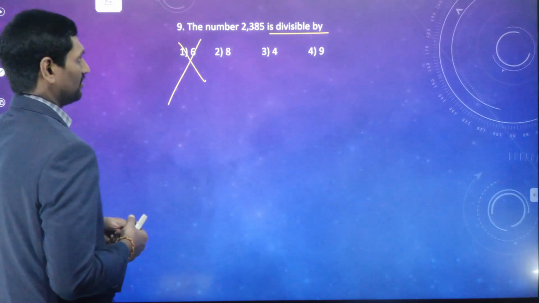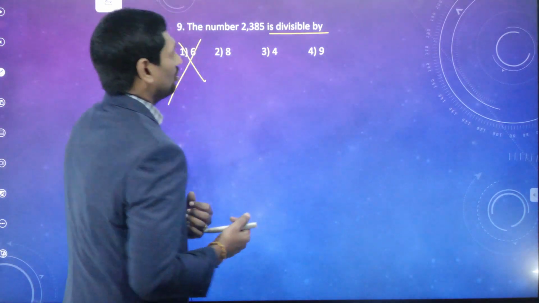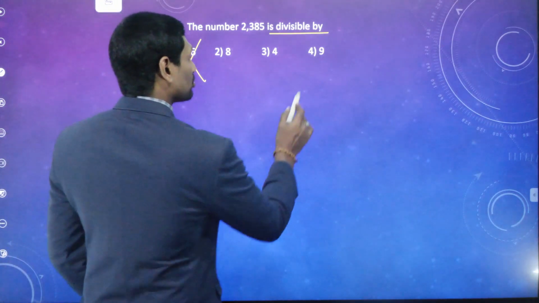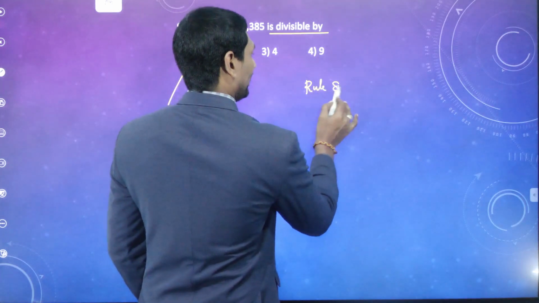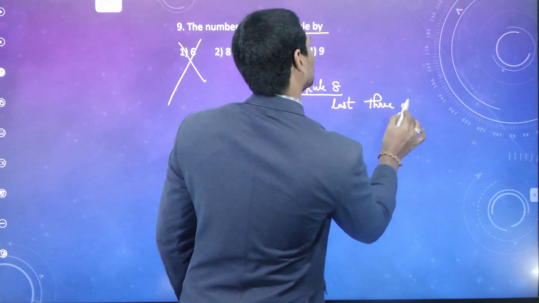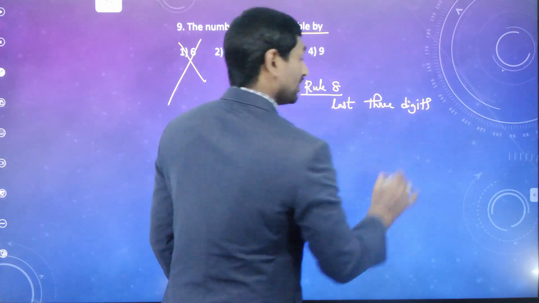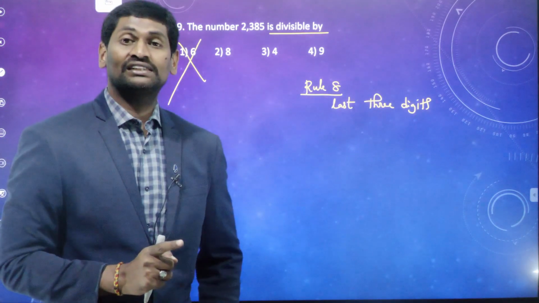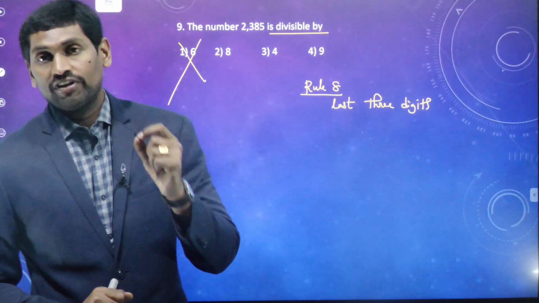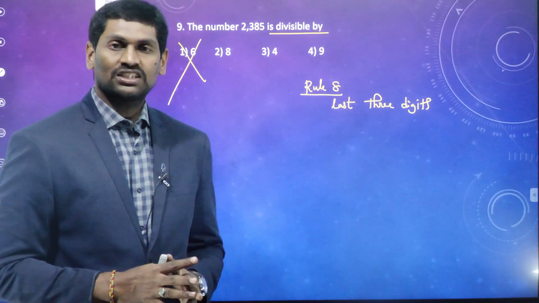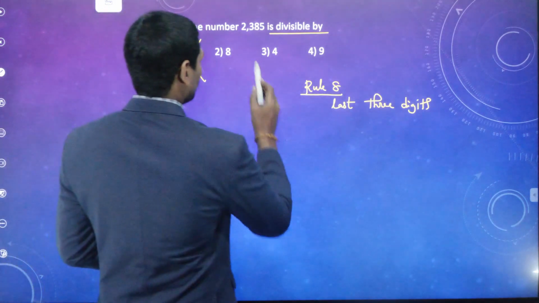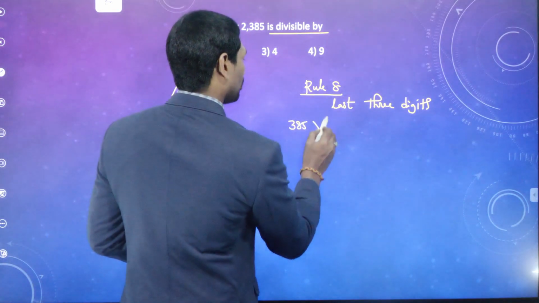Let us check the second option, whether it is divisible by 8 or not. Let us discuss the rule for 8. What is rule 8? Rule 8 is about the last 3 digits. What is meant by last 3 digits? The units place digit, tens place digit and hundreds place digit of a number must be a multiple of 8 or zeros. All 3 digits must be zeros or a multiple of 8. Then the entire number is divisible by 8. So when you check the last 3 digits, 385 is not a multiple of 8.